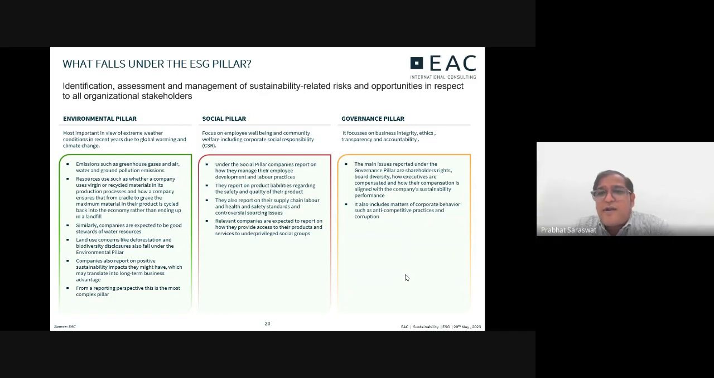And governance, the main issues reported under the governance pillar are stakeholder rights, board diversity, and how executives are compensated. So these I have already discussed in the earlier slides, so I will not take much time. These are some repetition of content.